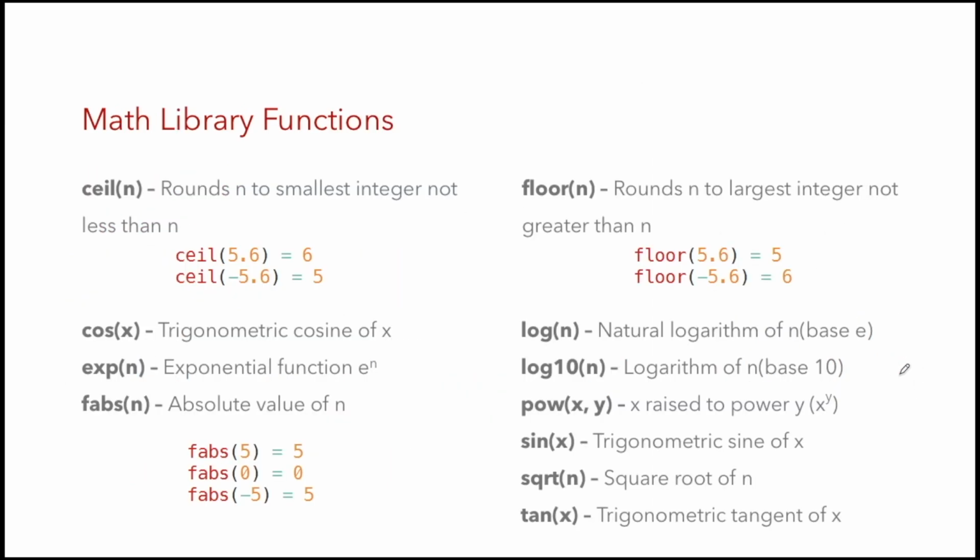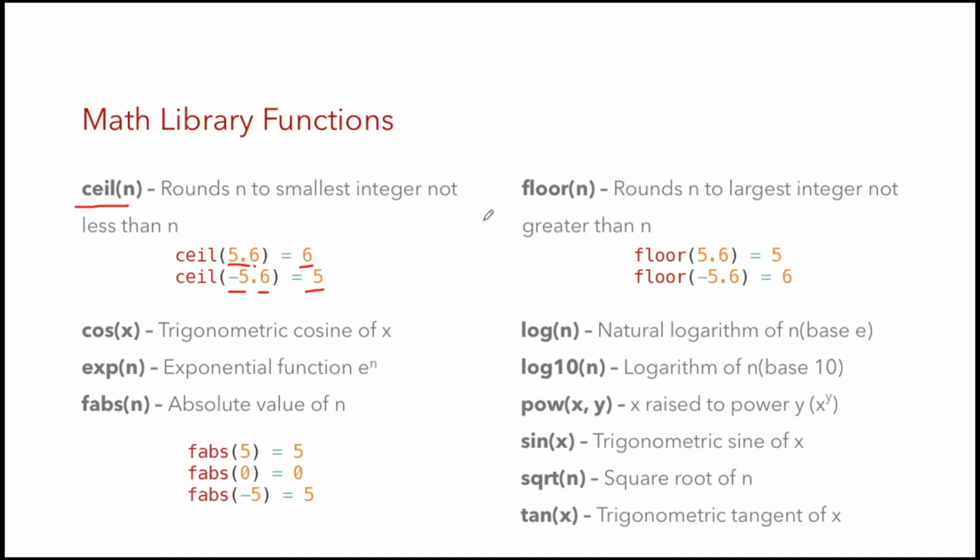Now let us quickly check the different functions provided in C++ under the math.h header file. The math library functions which are commonly used include the ceil function, that is ceiling. It rounds the provided number n to the smallest integer that is not less than n. So for example, when you supply 5.6, the ceiling value of 5.6 is 6, and when you supply minus 5.6, the ceiling value of minus 5.6 would be minus 5.